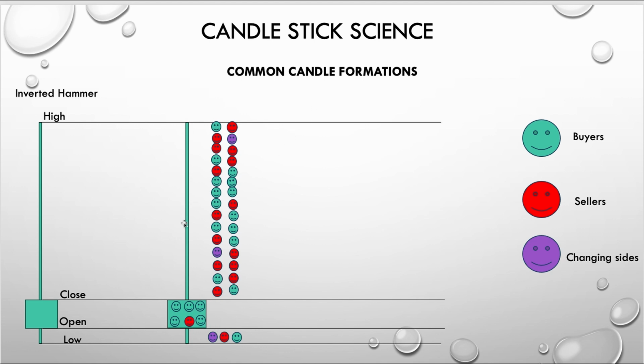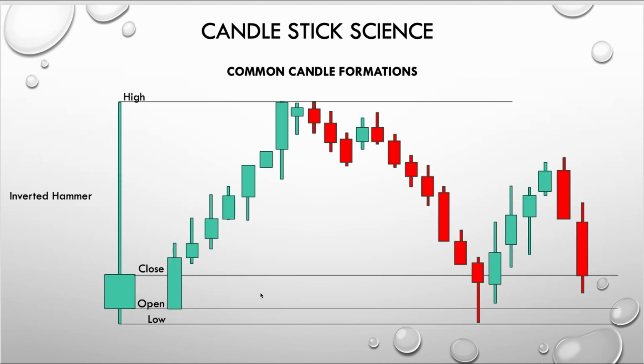Now here at the top wick, we find that buyers were in charge, pushing the price up, but when the price reached its high, some of the buyers started selling off, represented by these purple faces, aided by the sellers who step in here. Then they sell off the market to push it back down, as I showed you in the previous candle, those last two candles.